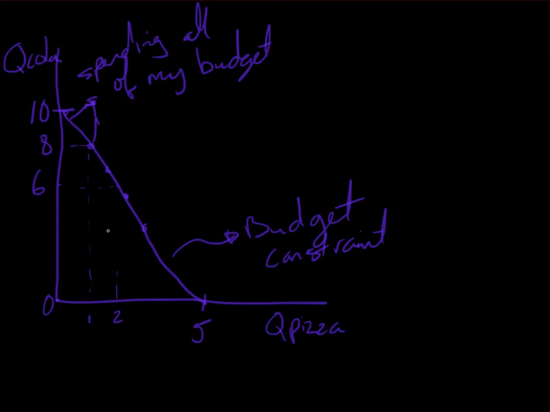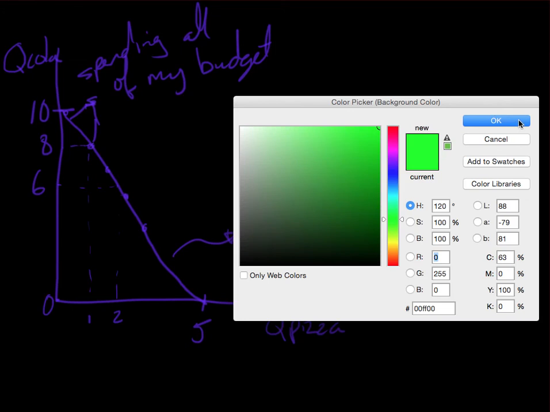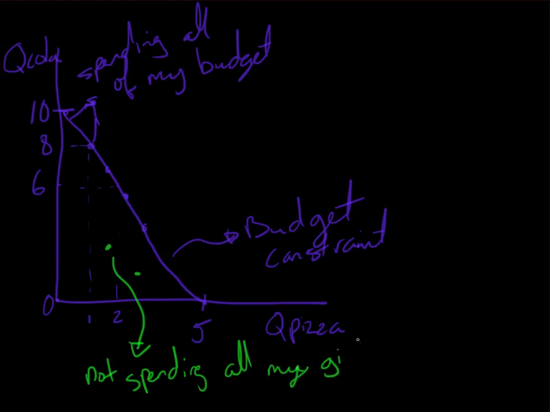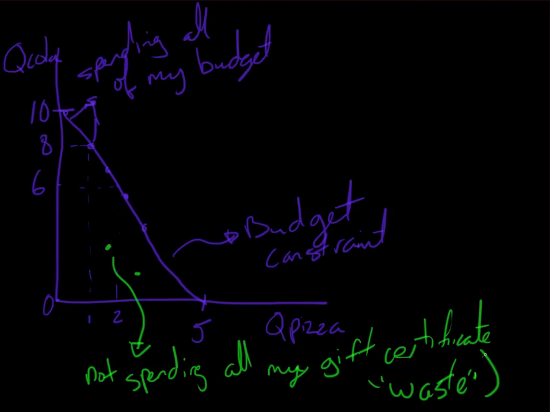Okay. Any point on the inside over here would be a situation, so a point here, or this point here, would both be situations where I am not spending all my budget. And if we think of a gift certificate, so I'm not spending all of my gift certificate, here we have some form of waste. Okay. That situation there is being wasted.